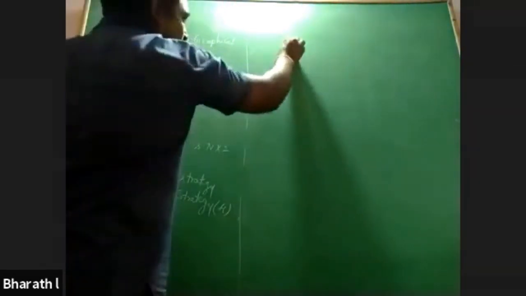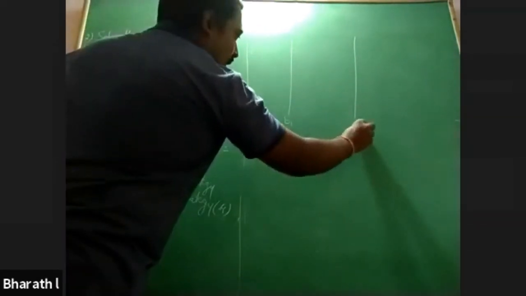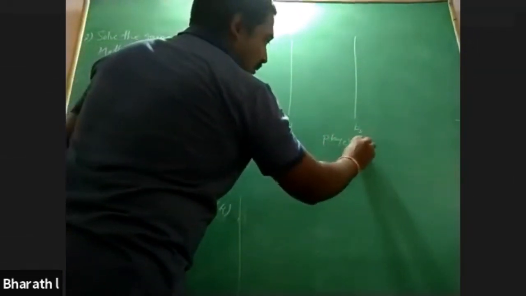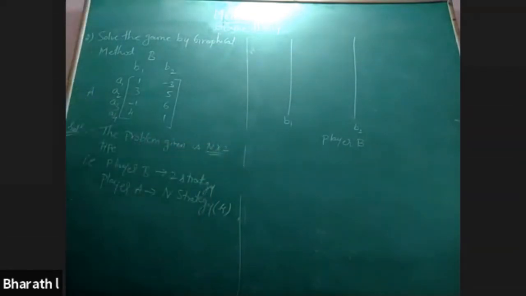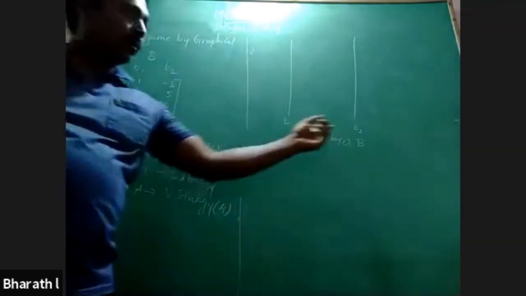We have two strategies. Just draw two vertical lines with appropriate distance on the graph sheet. Since it is an n cross 2 type, you need to start with player B. There are the strategies B1, B2. Here you represent B1 and B2, and here you write player B. In the previous problem, we wrote player A because it was 2 cross m type, but here the problem given is n cross 2 type, and hence you have to write player B, with the respective strategies B1, B2.